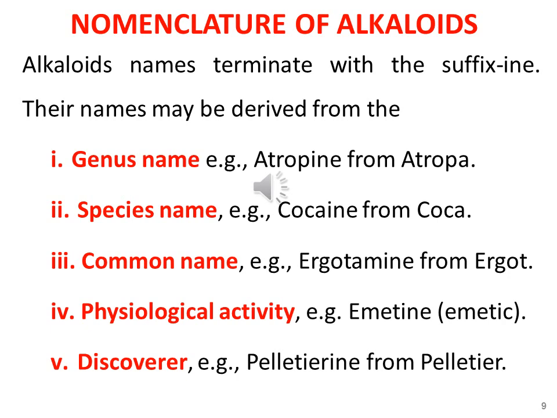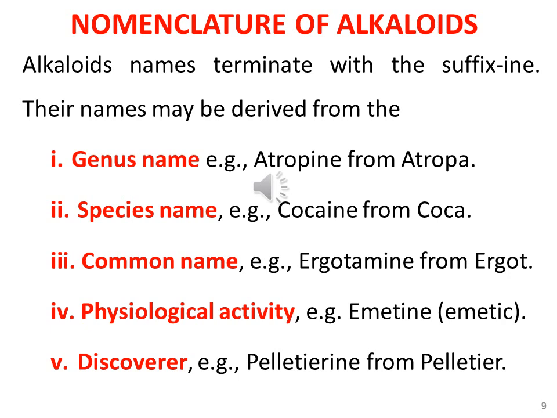So, there are different methods for the naming of alkaloids. Some alkaloids are named on the basis of the genus from which they are derived or isolated. For example, I had quoted the example of atropine, that is isolated from Atropa.